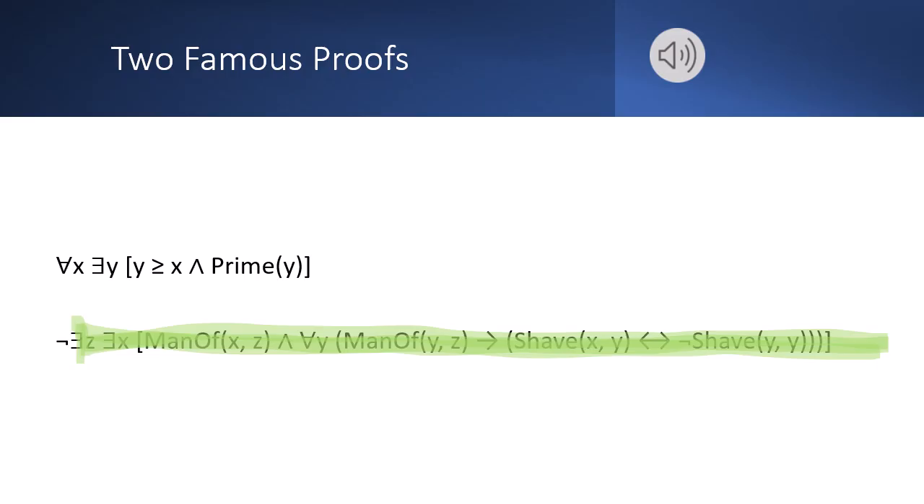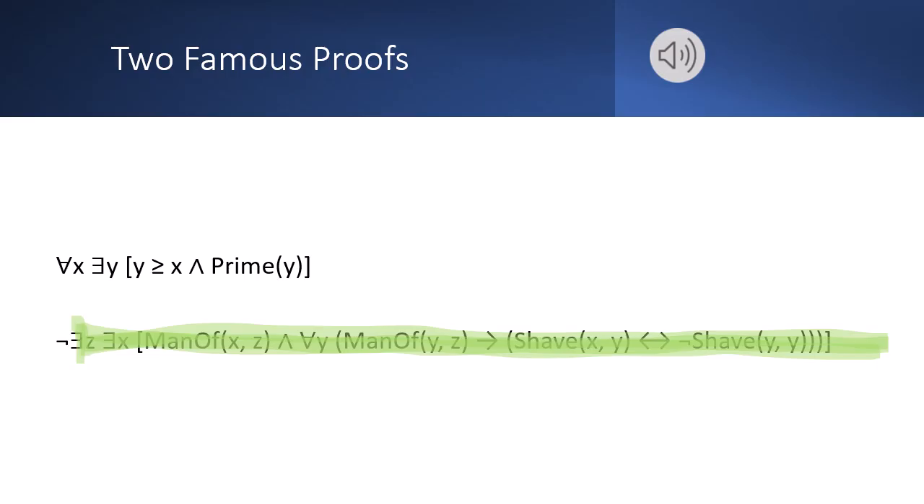Russell then asks us to consider the barber, who is a man that lives in that town. And what we find is that the property leads us to conclude that the barber shaves himself if and only if he does not shave himself, which is clearly a contradiction.